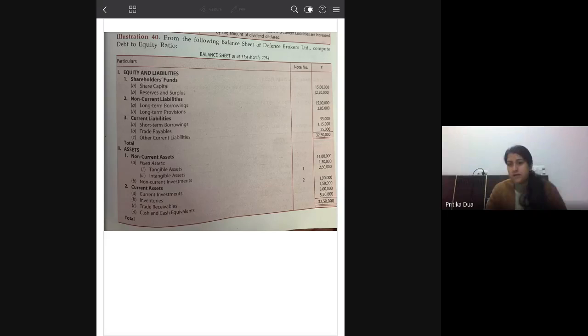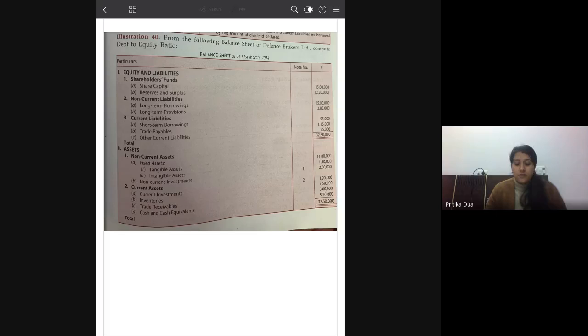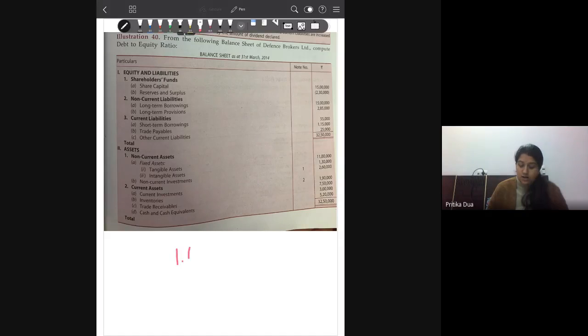So class, the answer is 1.40 is to 1. Similar question we did last class on similar question we did on return on investment also, where you were given a negative reserves and surplus. So that needs to be deducted when you are calculating the amount of equity. And yes, 1.405 we have 406 जो answer आ रहा है, that is correct. So your debt to equity ratio is 1.40 is to 1.